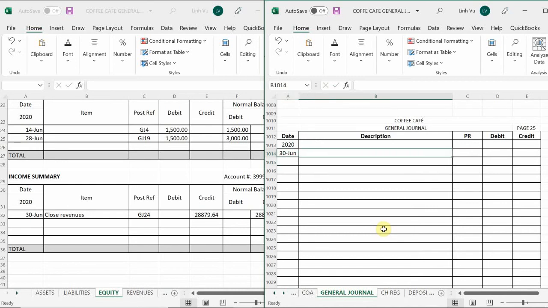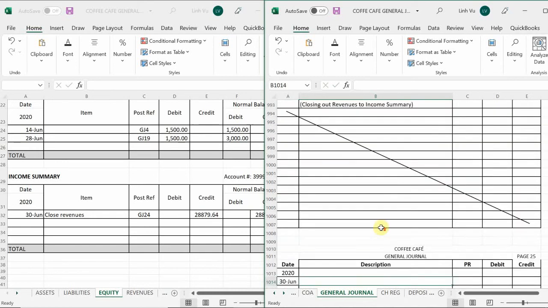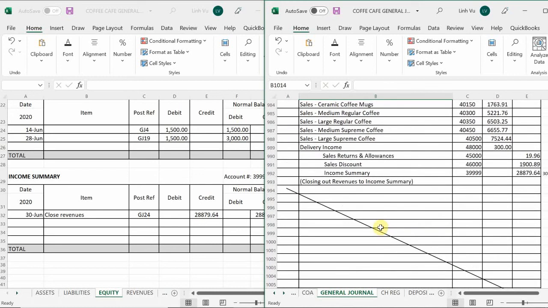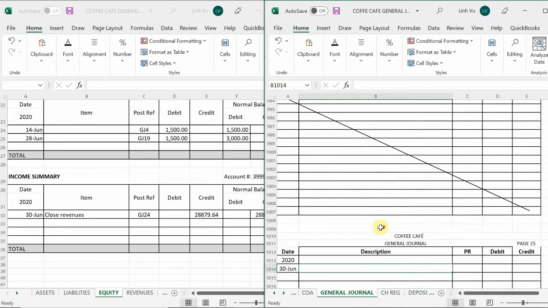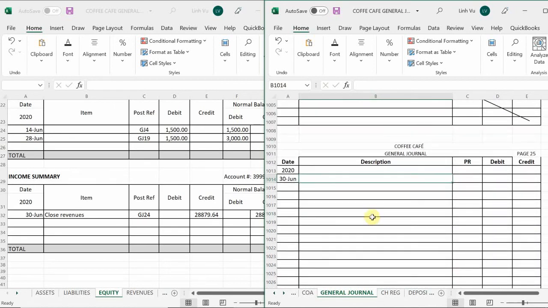So now that we finished closing out our revenues, right? We got 28,879.64. The last thing that we've got to do is now we have to close out all of our expense accounts. And how do we close them out? We're going to credit all of our expenses and we're going to close them out to our income summary.